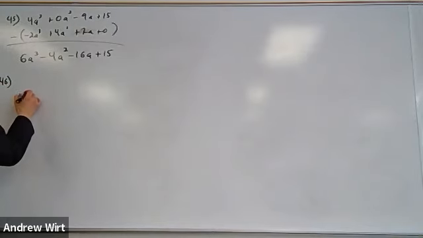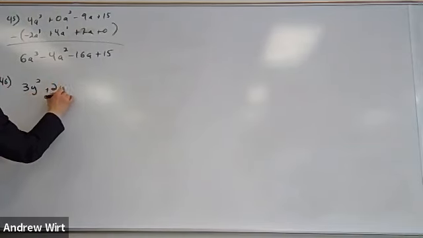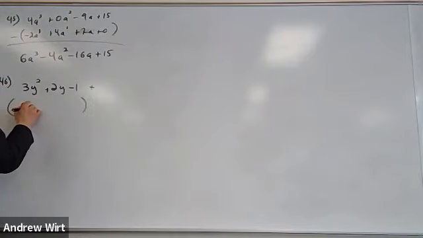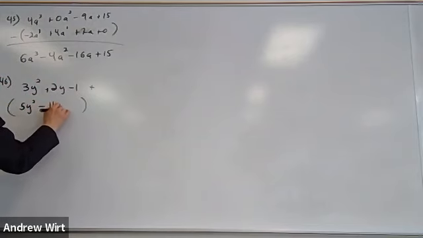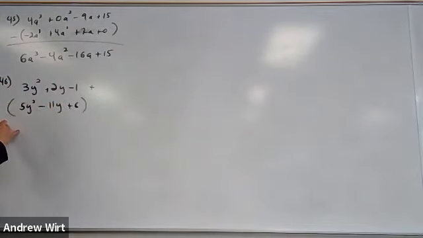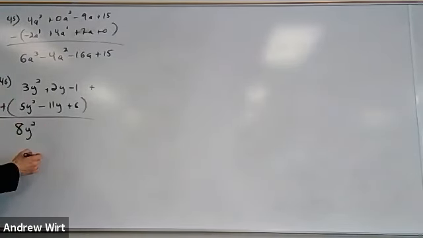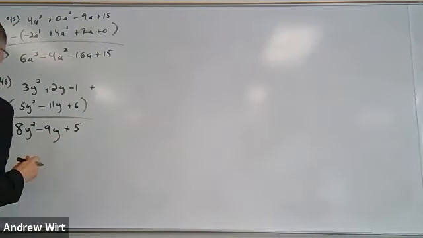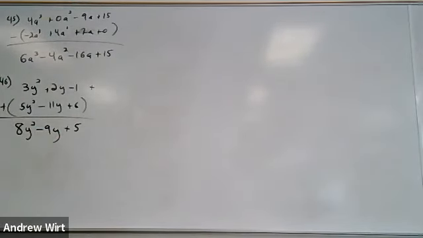Number 46. All right, we're adding here. 5 is this 8y squared. Negative 2 plus, or positive 2 plus negative 11 is negative 9. So that's negative 9y. And negative 1 plus 6 is just 5. 8y squared minus 9y plus 5.